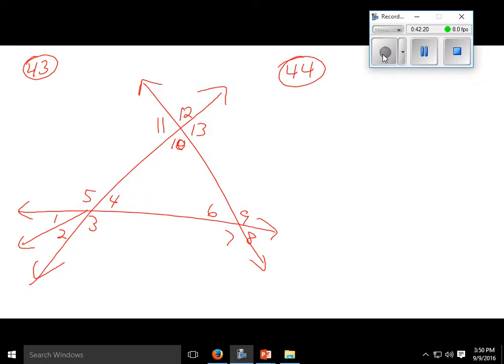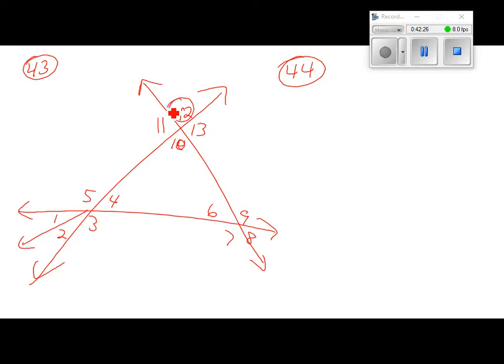43 says, complete the statement. Angle 12 and angle blank are vertical angles. So angle 12 is right here. What's the vertical angle to it? It'd be angle 10. So the answer to that one's angle 10.